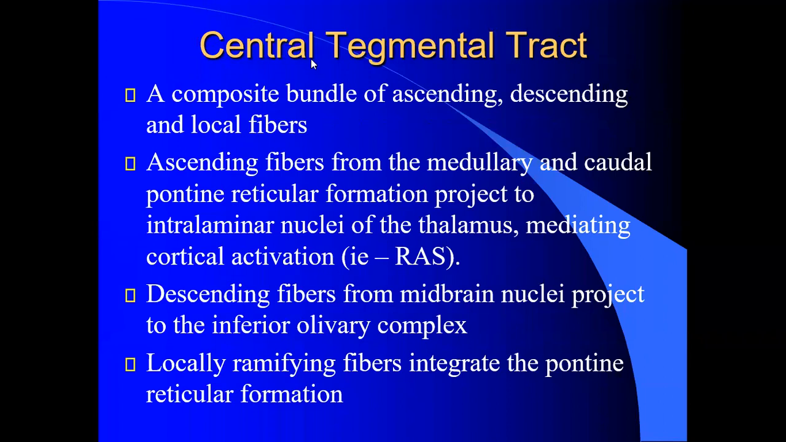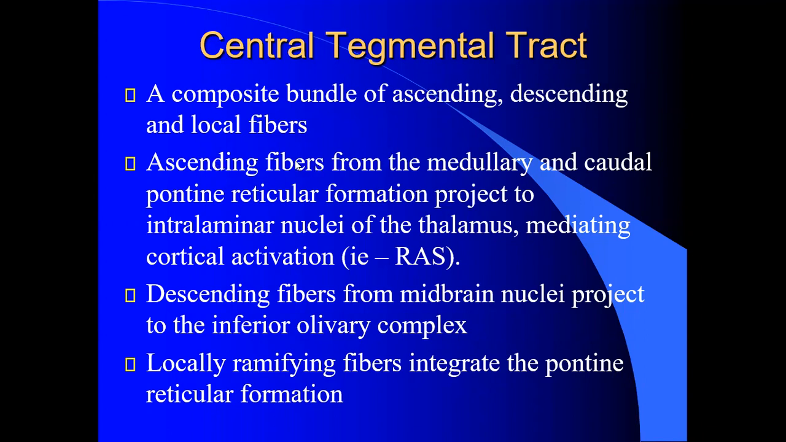All right. What's in the central tegmental tract? It's named as a location because it's a mixture of stuff. It doesn't have a name like a trigeminal thalamic tract because it wouldn't work. It's named by its location because there's a bunch of things going on. First of all, there are both ascending and descending as well as local fibers. So it really is a mix.